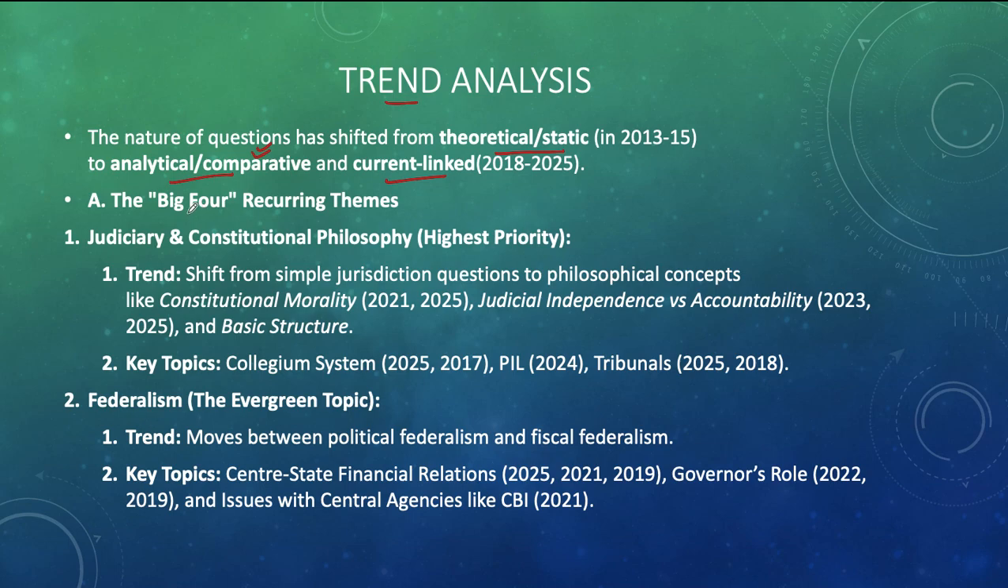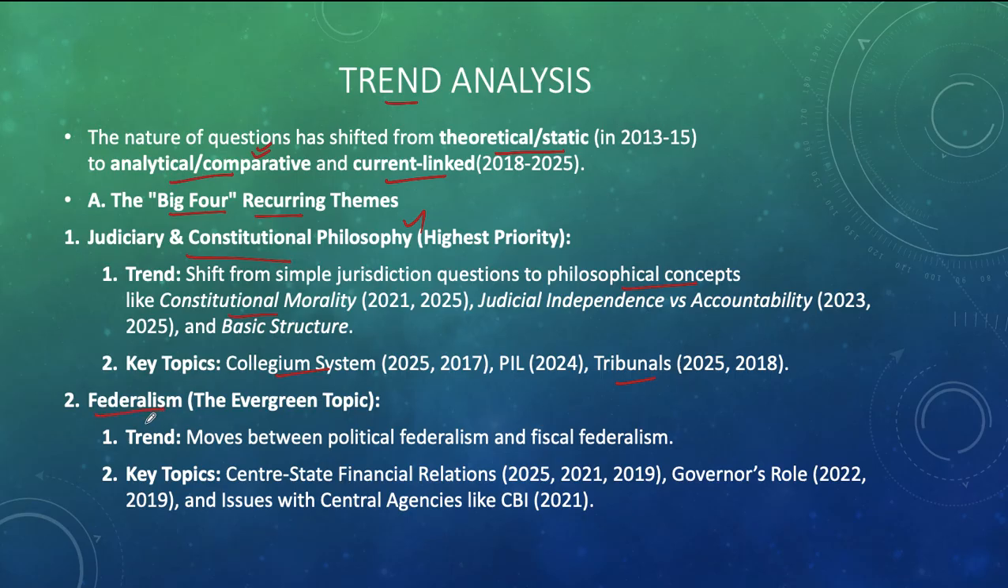And we also need to understand with respect to the syllabus, there are some recurring themes. That is 4 recurring themes. The first one is judiciary and constitutional philosophy. This year also there is a question on constitutional morality. So please understand, students, you need to read these terminologies or constitutional philosophy separately and make notes on that. And the key topics with respect to judges are the collegium system and tribunals.